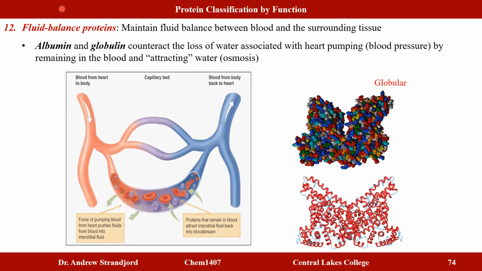A 12th class of proteins based on function are the fluid balance proteins. These proteins help maintain a fluid balance, water balance, between the blood and the surrounding tissue. Two proteins, albumin and globulin, counteract the loss of water associated with the heart pumping. In other words, blood is being pumped through our bodies at high pressure. Proteins in the blood attract that water and keep them from diffusing out of our blood vessels and our blood veins. In other words, they balance the fluid level within both the circulatory system and within the cells.